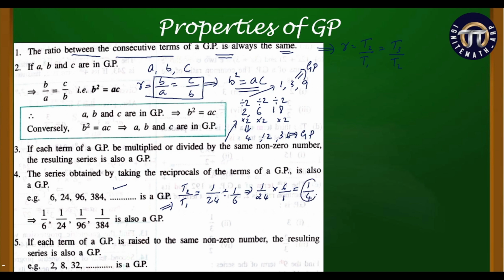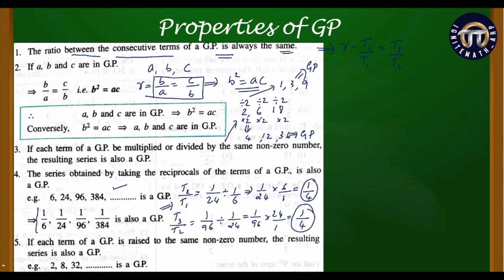See, I am getting common ratio as 1 by 4. Suppose I take T3 by T2, then I would write this as 1 by 96 divided by 1 by 24. Then this would be 1 by 96 multiplied by 24 by 1. That is equal to 1 by 4 itself. So since the common ratio is same, I can say the reciprocal of given GP is also a GP. So if each term is raised to the same non-zero number, the resulting series is also a GP.